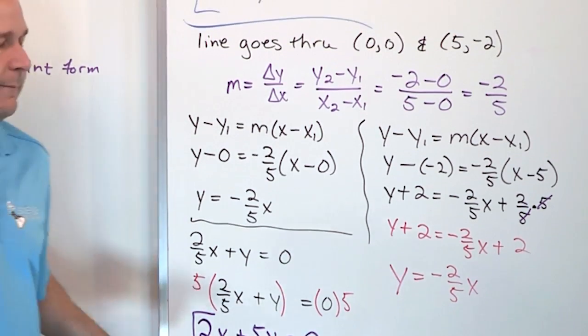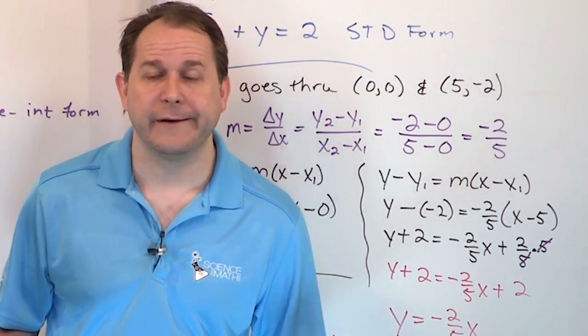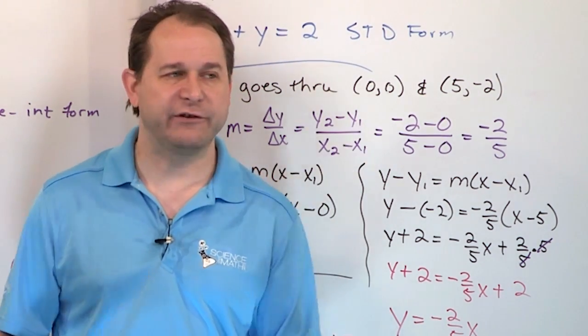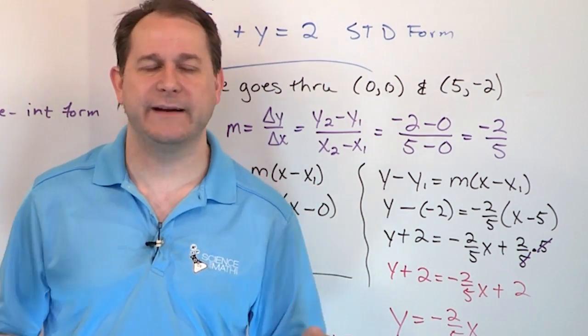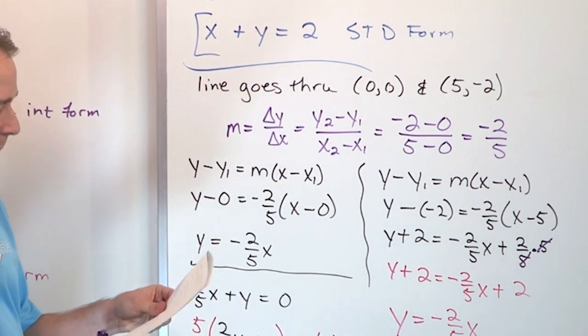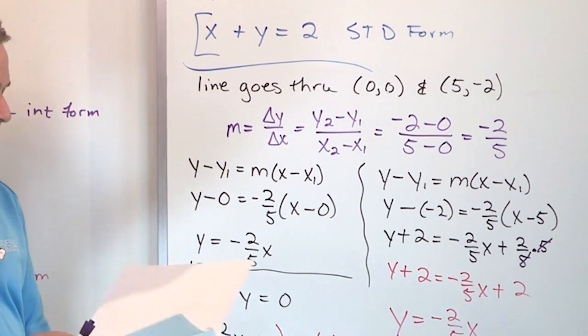They represent the same thing, just like the fraction 1/3 is the same thing as 3/9. They just look different, but they represent the same thing. These equations of a line are exactly the same thing because I can multiply both sides by a number. So 2x plus 5y is 0, and that puts it in standard form.